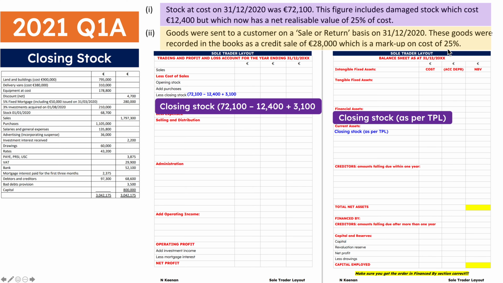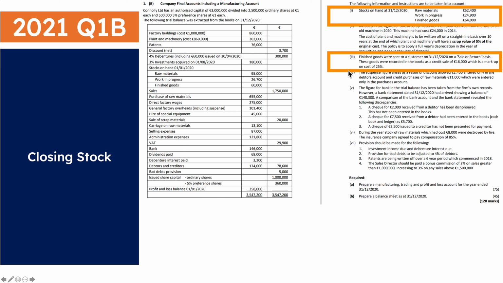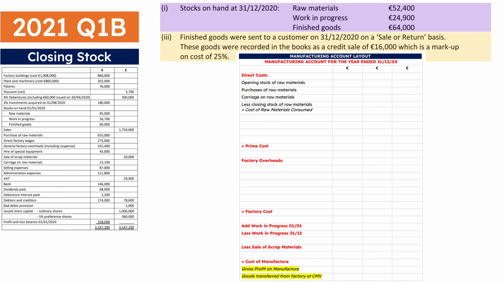Okay. Next then there were 2 final accounts that year, so 2021 question 1B. So it was a manufacturing account. So you can see here they had stocks on hand at 31st of the 12th. They had raw materials, they had work in progress, and they had finished goods. So they had another adjustment, number 3. Finished goods were sent to a customer on the 31st of the 12th, 2020 on a sale or return basis. These goods were recorded in the books as a credit sale of 16,000, which is a markup on cost of 25%. Okay, so let's get going.